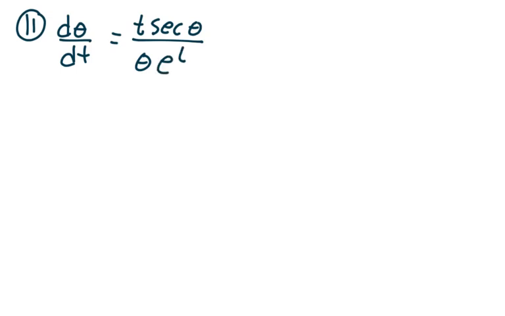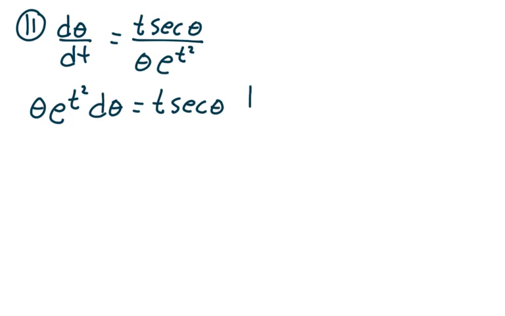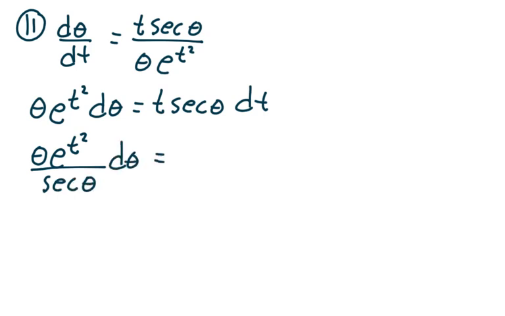And so on problem 11, we have d theta dt is equal to t secant theta divided by theta e to the t squared. Like this. Now, I'm going to cross multiply, and I'm going to get theta e to the t squared d theta is equal to t secant theta dt. But we want the variable t on one side, and we want the variable theta on the other side. And so theta e to the t squared divided by secant theta d theta is equal to t dt.